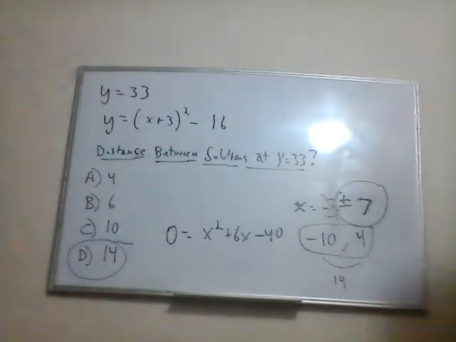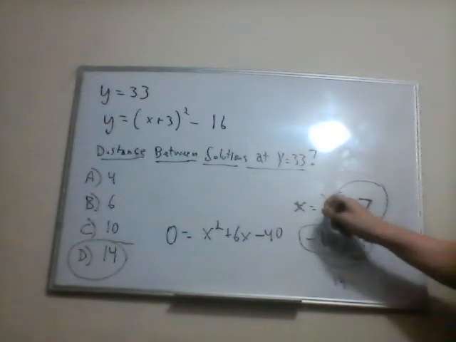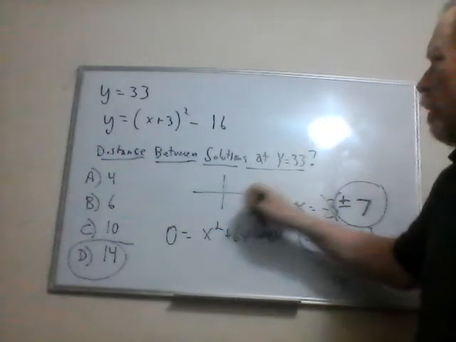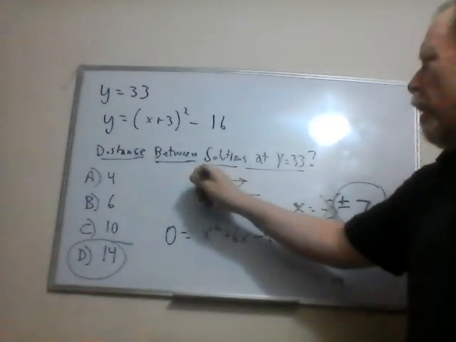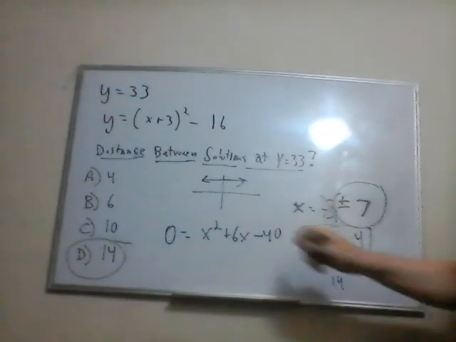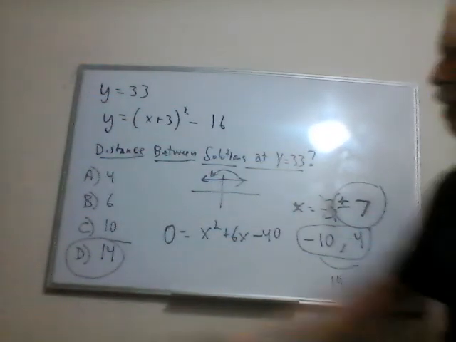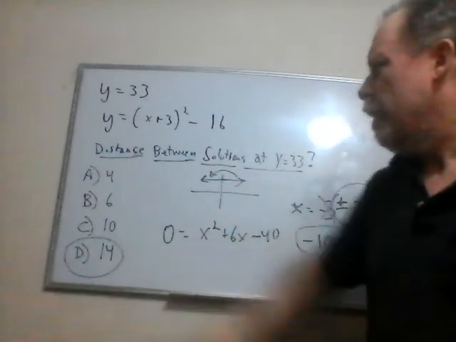Because the distance between, if you don't account for this minus 3 and just call it 0 for the sake of argument, it's going to be plus 7 here and minus 7 here. All that's happened with the minus 3 is that you've shifted it to the left, and that doesn't affect your answer. It doesn't affect this 14 here, which is the correct answer.